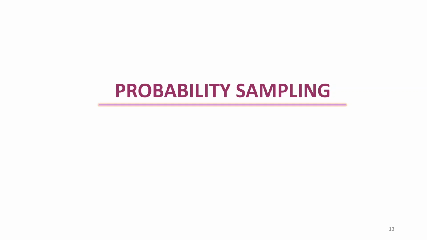As we all know, probability sampling is a random sampling, and in this type of sampling, every individual, every unit has a known chance of selection. So, here selection bias is reduced as well as the results are more generalizable as compared to non-probability sampling. In this, we will study seven different types of sampling.